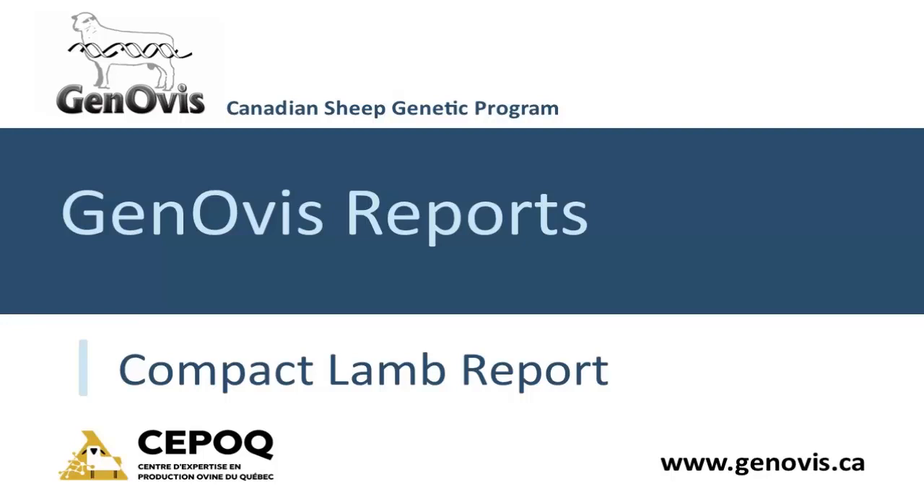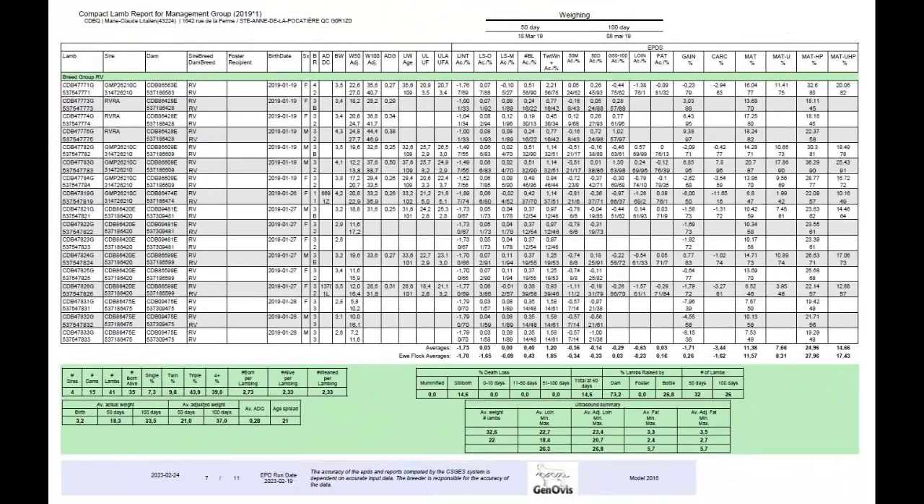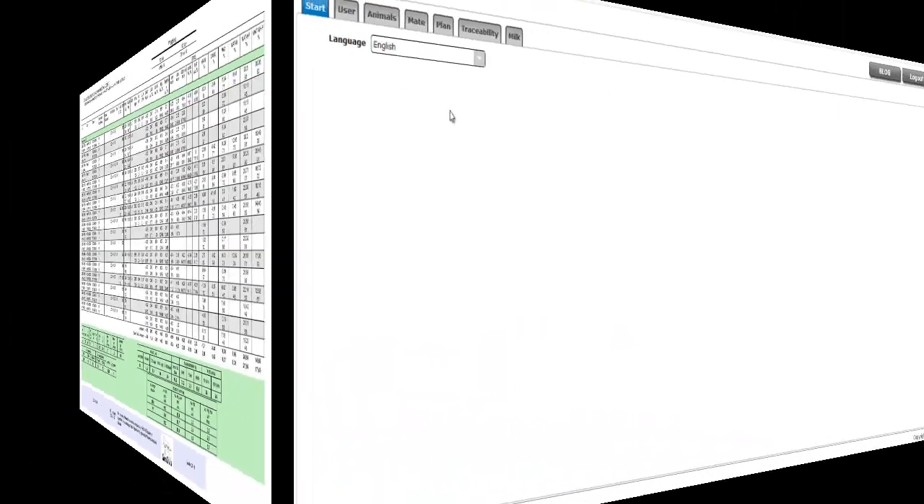The Compact Lamb Report is useful to select replacement. This report provides all relevant information for making decisions based on genetic indexes, most common APDs, and performance data. Lamb data is displayed on two lines to maximize the space.